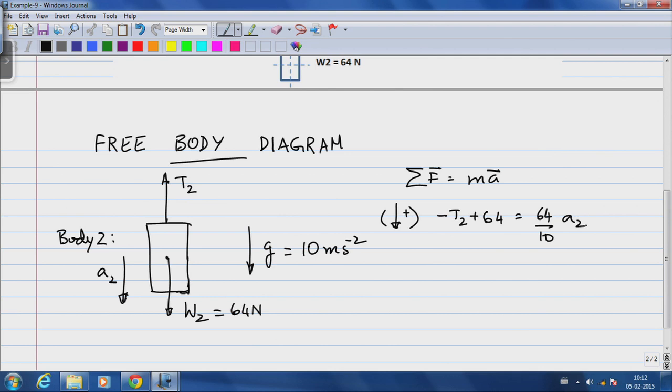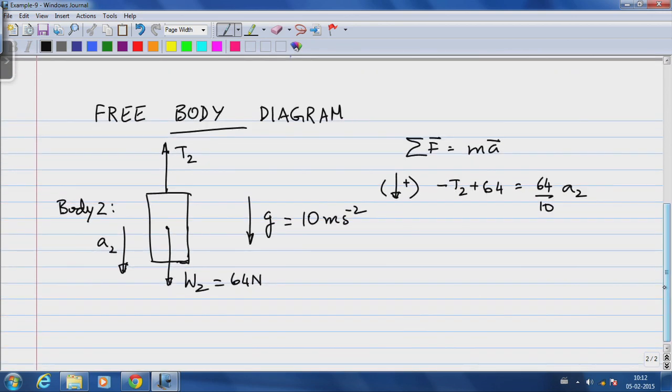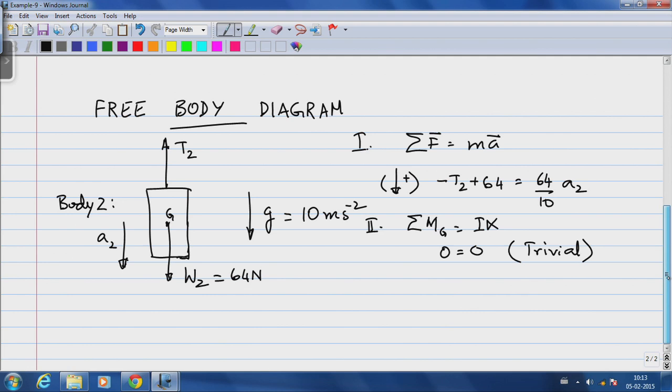Now in this case the acceleration is a scalar because we are only looking at one dimension of motion. In this particular instance, the two forces under question, W2 and T2, both pass through the center of mass of this body. Therefore the second law of motion is somewhat trivial, it just becomes 0 equals 0. But I do want to write this down because in a general sense you would have to remember that there are two laws of motion when it comes to rigid bodies.